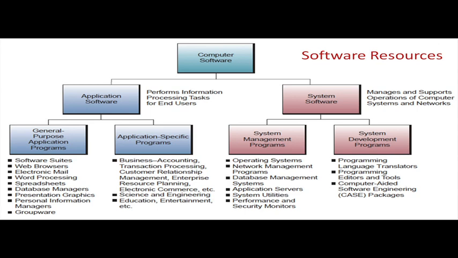Now, we talk about the computer software resources. In fact, we will not be spending a lot of time on this. Your computer software can be either application software or system software, which we have discussed. Most of the application specific programs we have already discussed. Programming languages etc., we are not going to discuss. The only important element here that we need to know a little bit more about is your operating system.